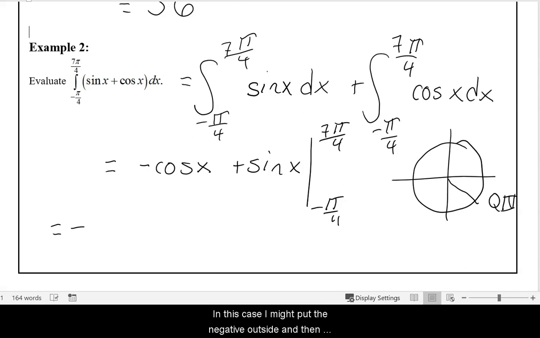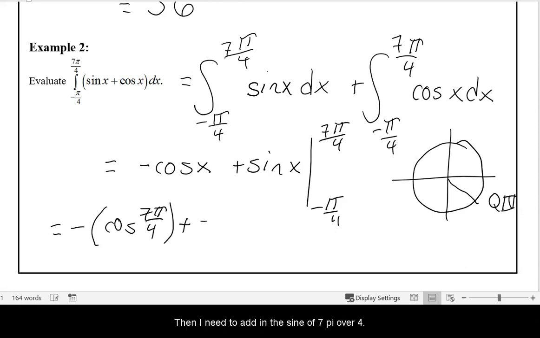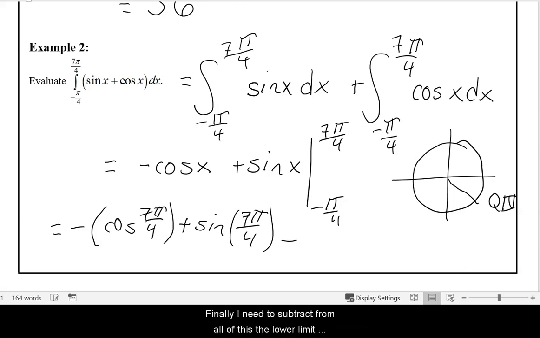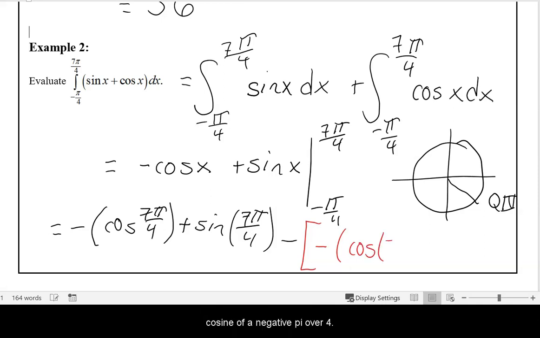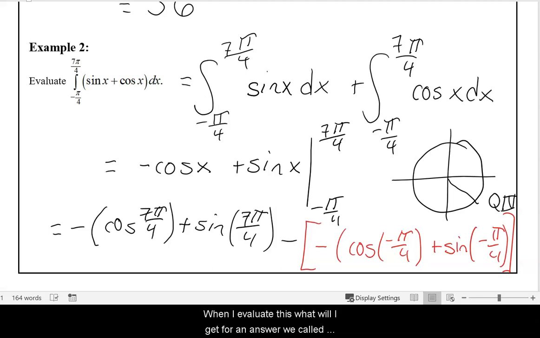In this case, I might put the negative outside and then compute the cosine of 7 pi over 4. Then I need to add in the sine of 7 pi over 4. Finally, I need to subtract from all of this the lower limit of integration plugged in, which would be minus the cosine of negative pi over 4 plus the sine of negative pi over 4. When I evaluate this, what will I get for an answer?